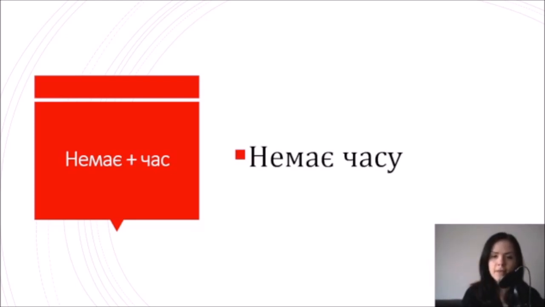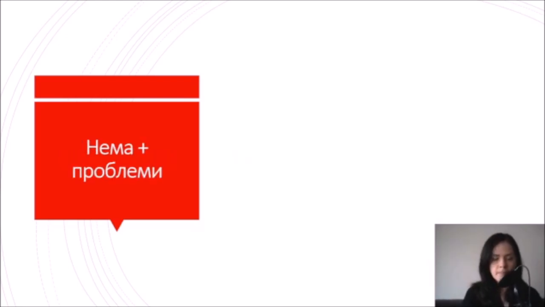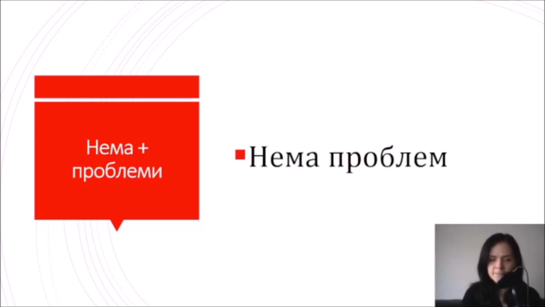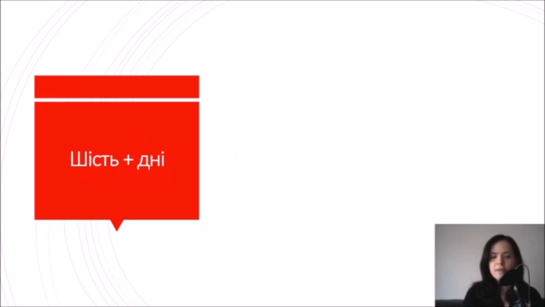We will have немає часу. Немає часу. Вибач, у мене немає часу. Sorry, I have no time. Нема проблеми. Нема means there isn't. Проблеми means problems. Plural. So to say there aren't problems, there are no problems, we will say нема проблем. Нема проблем.